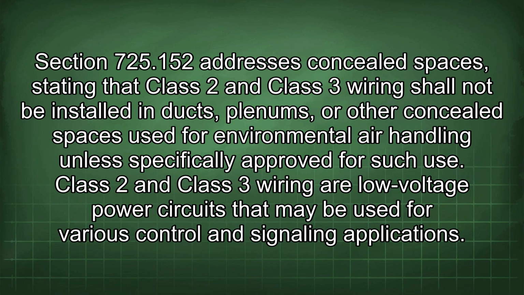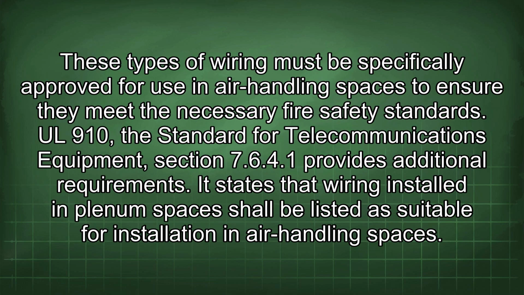Section 725.152 addresses concealed spaces, stating that Class 2 and Class 3 wiring shall not be installed in ducts, plenums, or other concealed spaces used for environmental air handling unless specifically approved for such use. Class 2 and Class 3 wiring are low-voltage power circuits that may be used for various control and signaling applications. These types of wiring must be specifically approved for use in air handling spaces to ensure they meet the necessary fire safety standards.